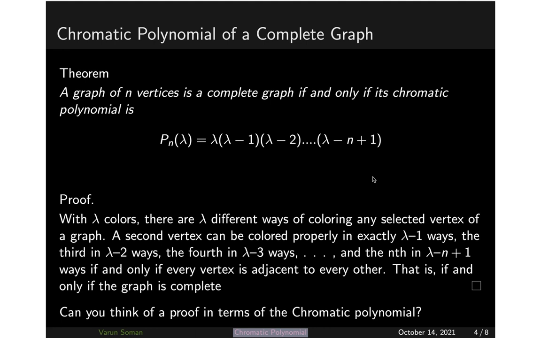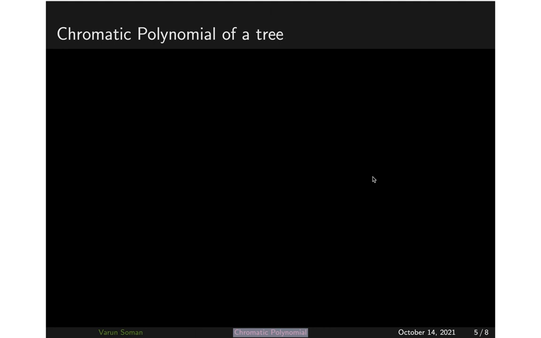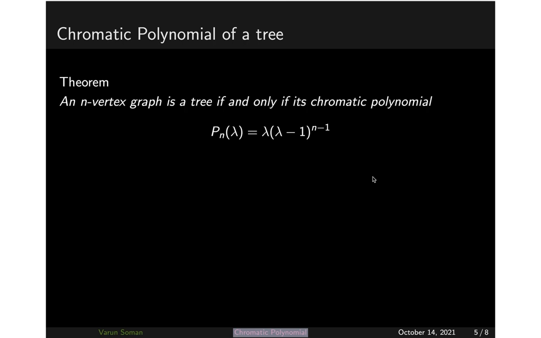Okay, and moving forward, let us now discuss the chromatic polynomial of a tree. So what is the chromatic polynomial of a tree? Any graph with n vertices is a tree if and only if its chromatic polynomial is lambda into lambda minus 1 raised to n minus 1. So this is the next theorem. Okay, so we'll prove this theorem using the induction approach here.